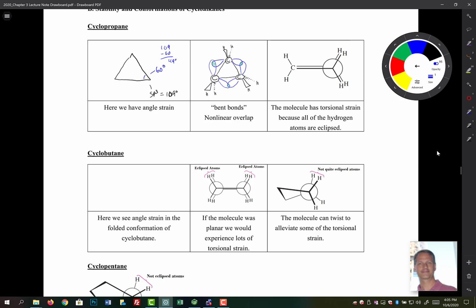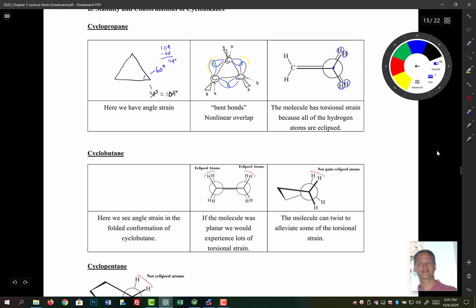Part of the reason why it's not 49 is because we actually get a little bit of a bend here. If you look at this, it's a little bit of a bend in the overlap of the sp3 orbitals. Okay, so that helps accommodate that ridiculous amount of angle strain. The other thing that we see here is that the molecule has torsional strain because all of the atoms are eclipsed. If we look at this front carbon and this back carbon, these H atoms are eclipsed with each other, right? Here's your front atom. This one goes behind here. And there's very little twisting that we can do with this molecule to alleviate that type of strain.